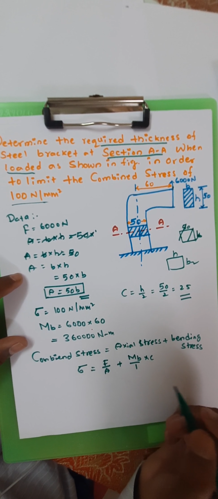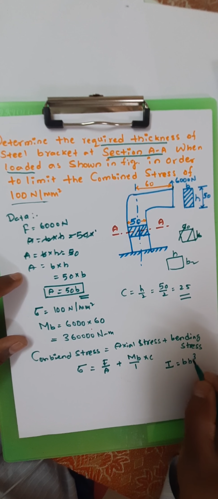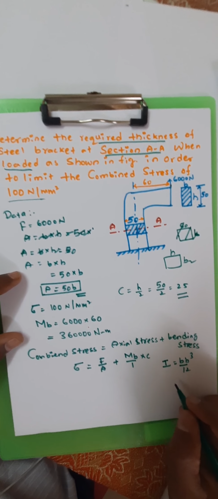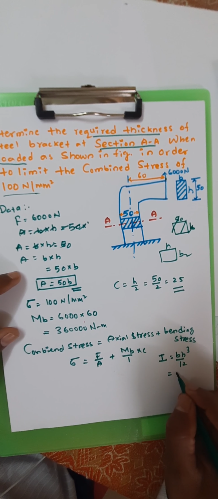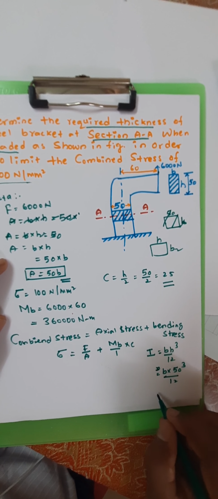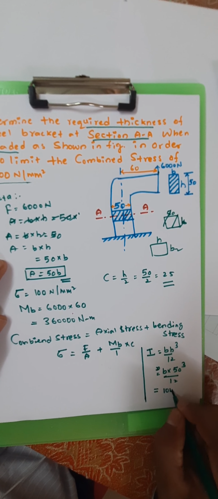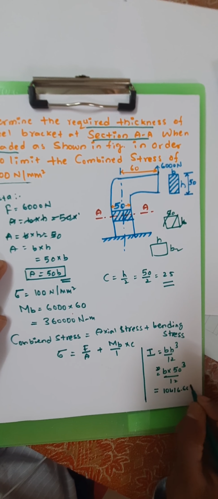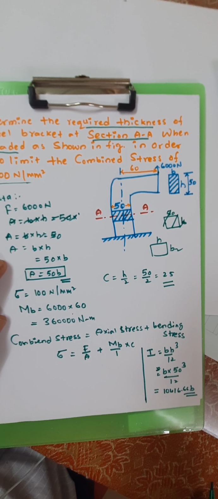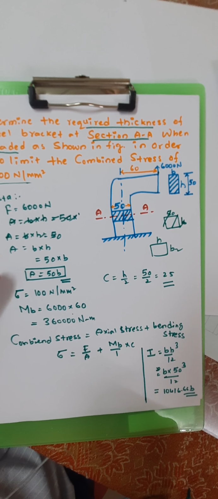What is meant by I? I is the moment of inertia, which is BH cube divided by 12. Here we don't know the value for B, and H is equal to 50, so 50 cube divided by 12. If you simplify this, we will get 1041.66 B. This is the value we will get.